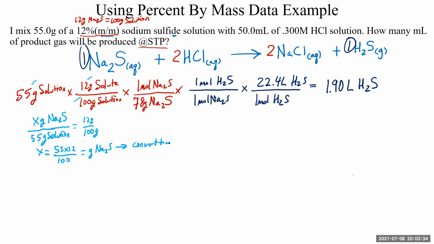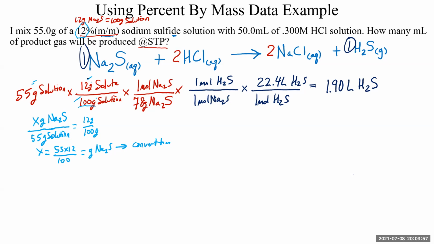Personally, I think it's a lot easier just to use the percentage as a conversion factor between grams of solute and grams of solution. Whenever it's a percentage, remember the number on the bottom is 100. By definition, a percent has 100 on the bottom, and then whatever the number of the percent is, 12, 13, 25, whatever it is, that's the number that goes on top.